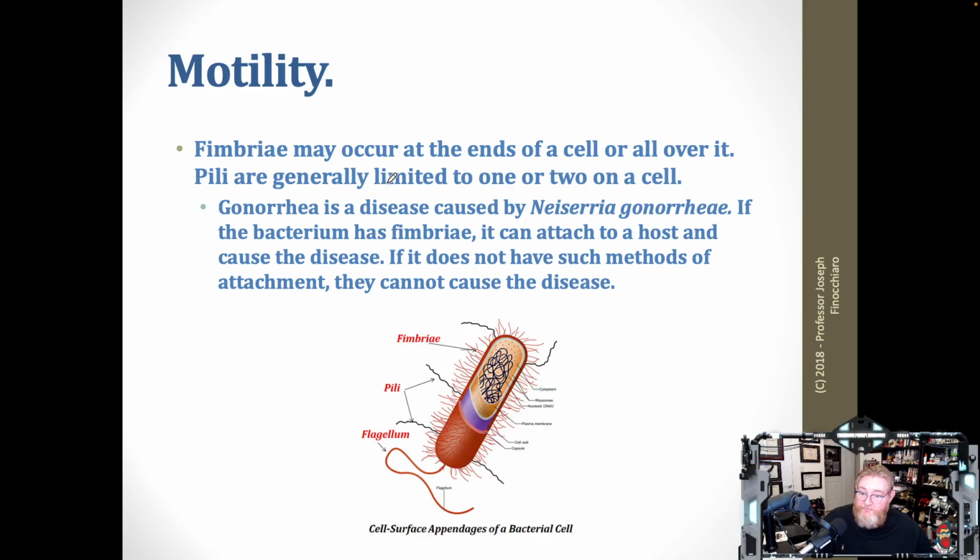Pili are generally limited to one or two on a cell. You know that is going to be important. There's not a whole lot of pili, but fimbriae can occur at the ends or all over it. Gonorrhea is a disease caused by Neisseria gonorrhoeae. If the bacterium has fimbriae, it can attach to a host and cause the disease. If it does not have such methods of attachment, it cannot cause the disease.